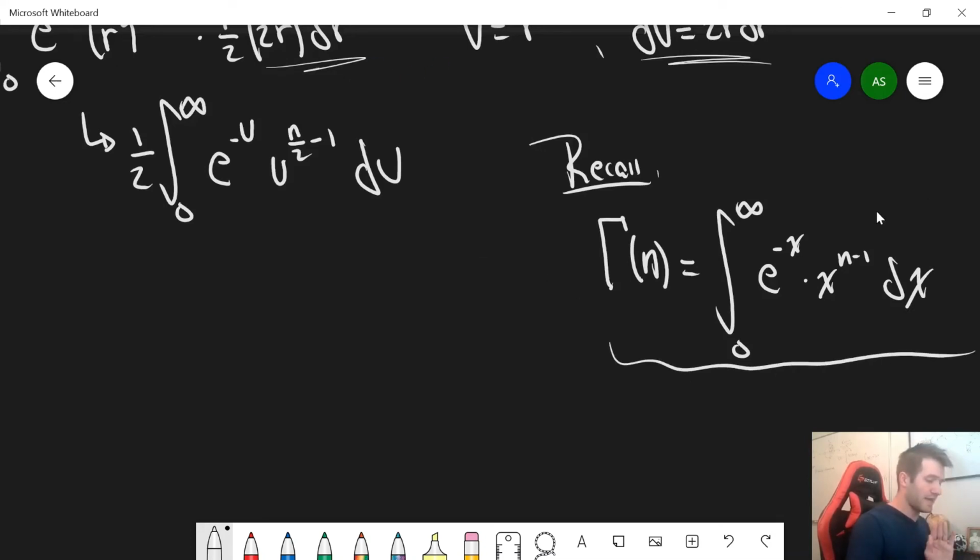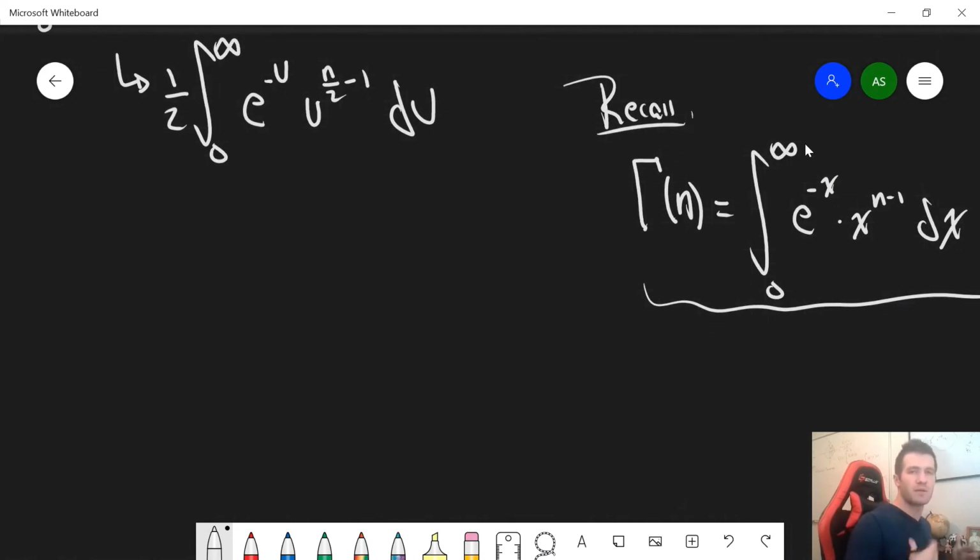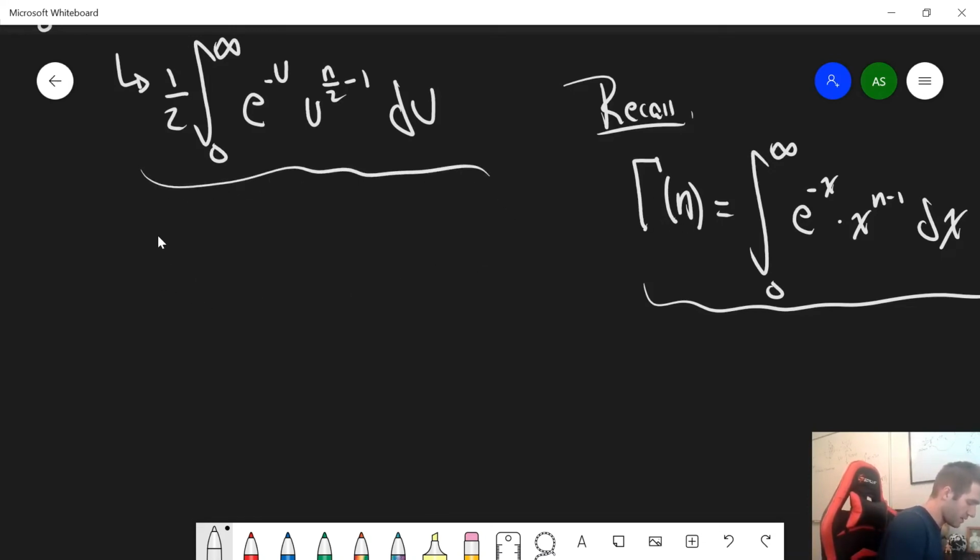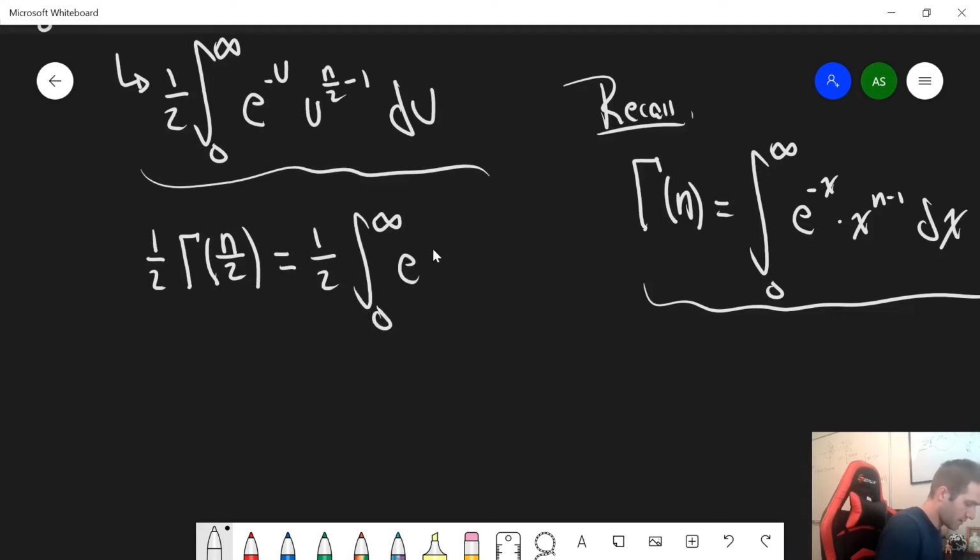This is a key component in developing the formalism that we need for n-dimensional spheres and the hypervolume associated. So we can use that, but all we really need to change is the n value here. So this is just going to be 1/2 gamma of n over 2 is equal to 1/2 times the integral from 0 to infinity of e raised to the negative u, times u raised to the n over 2 minus 1, with respect to u.